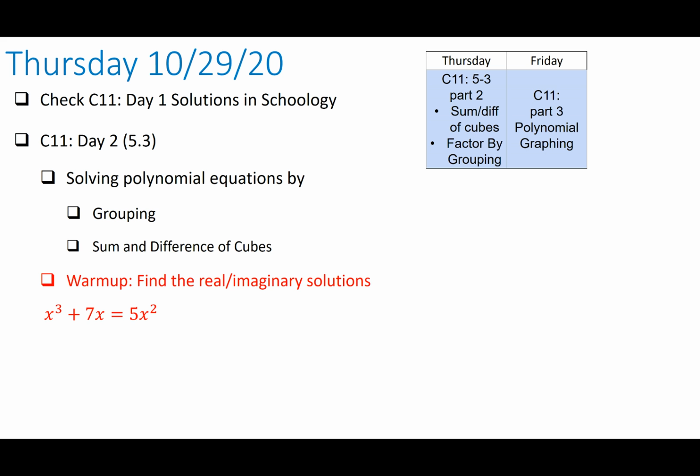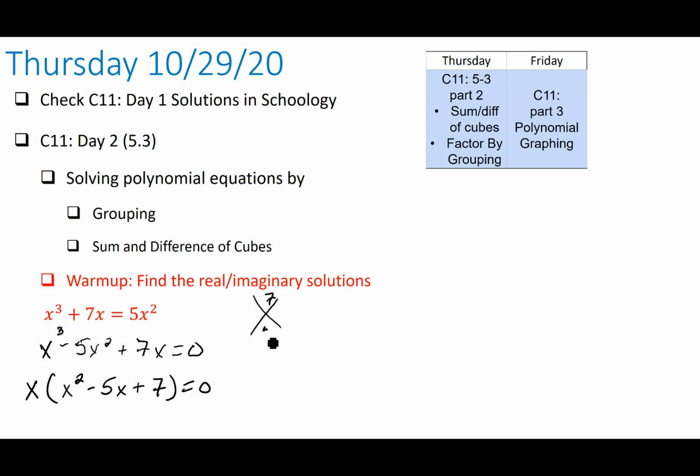All right, so for this warm-up, it asks us to find the real or imaginary solutions. First step, always put it in standard form. So this would be x cubed minus 5x squared plus 7x equals 0. The very first step is put it into standard form. Next, look to see if you can factor out a greatest common factor. This one we could factor out an x, and so this would be x squared minus 5x plus 7 equals 0. Now let's check if this is factorable in our parentheses.